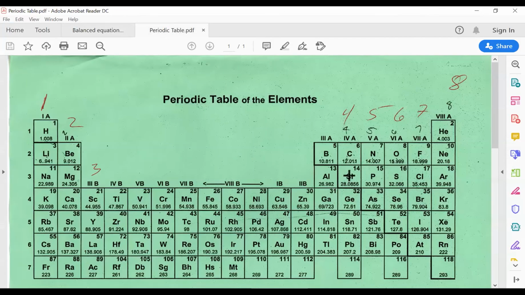And if you notice right here, underneath the letter C, carbon, you see 12.011. Round that off to 3 significant figures. That's 12.0. We'll need oxygen. Here it's 15.999. Round that off to 3 significant figures. That's 16.0.